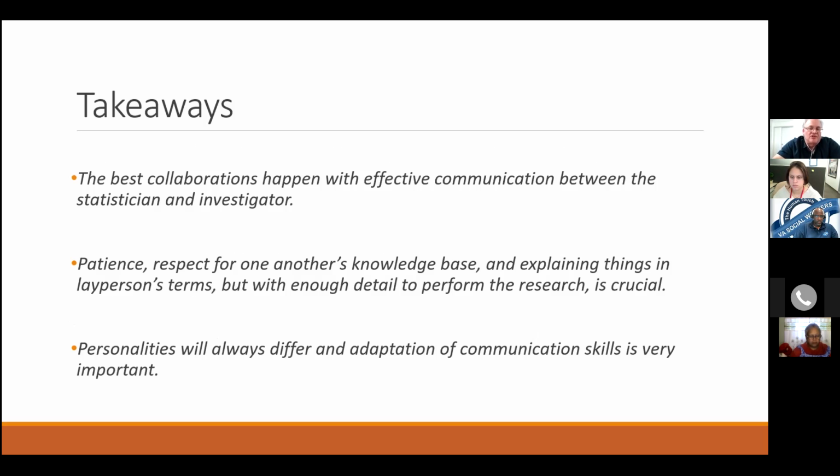So the best collaborations typically happen when you have effective communication between the statistician and the investigator from the beginning. You want to have patience, respect for each other's knowledge base, and so forth, ideally. Again, this is a little bit pie in the sky because many times statisticians are brought in towards the end of a study, or the middle of a study. The ideal situation is to have them from the beginning.